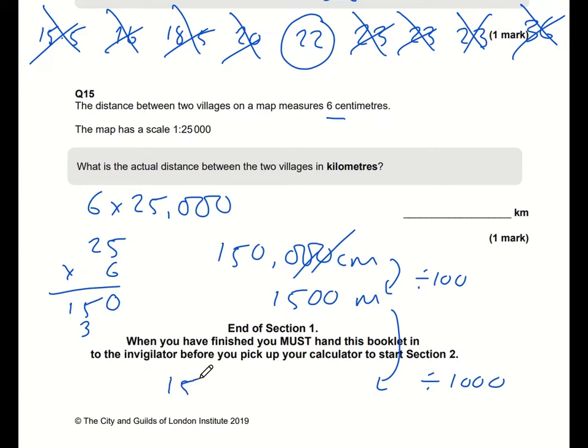And if you struggle with this, write 1,500 as 1,500.0. When we're dividing by 1,000, we're going to move the decimal point 3 positions, so 1, 2, 3. So the answer is 1.5 kilometers.